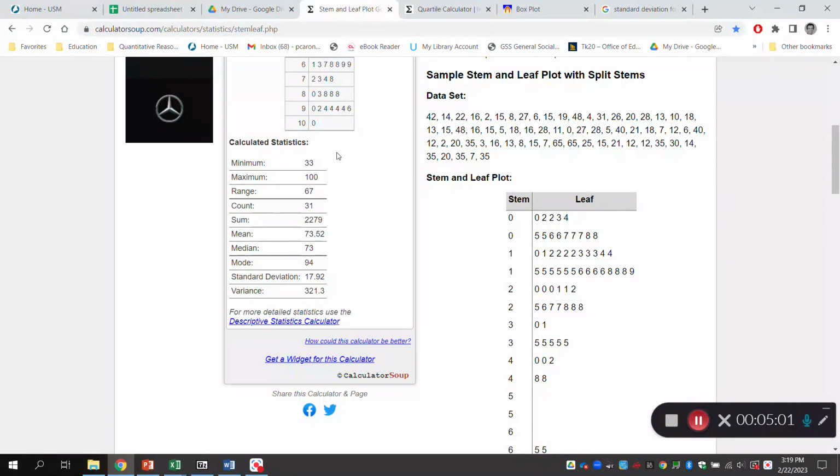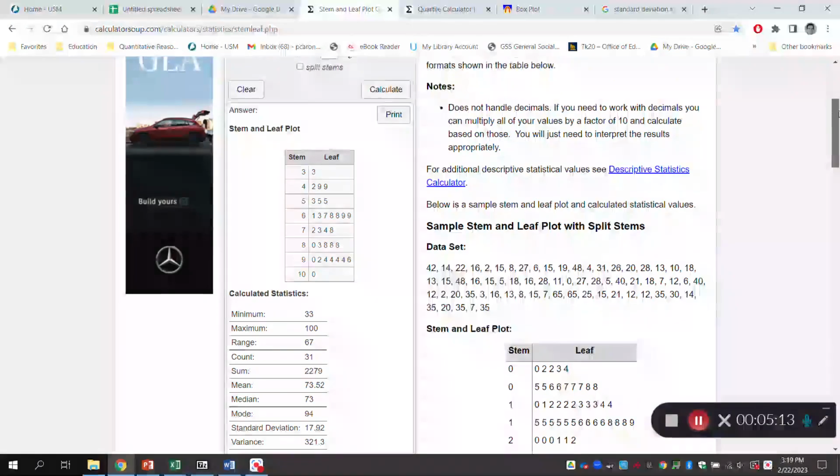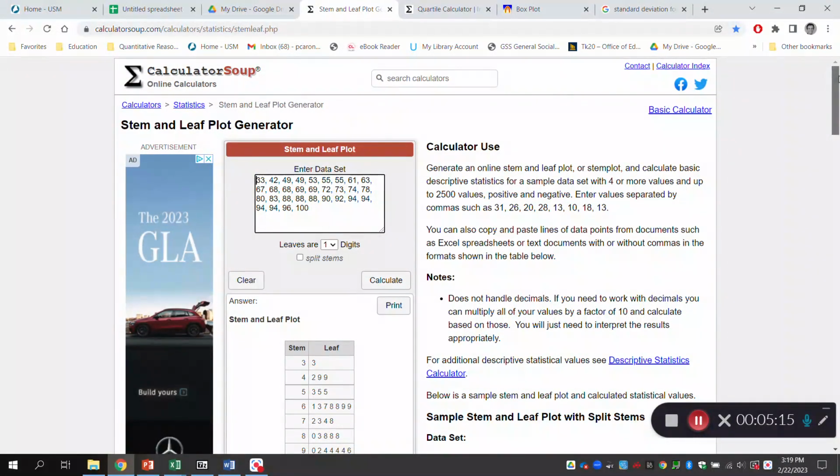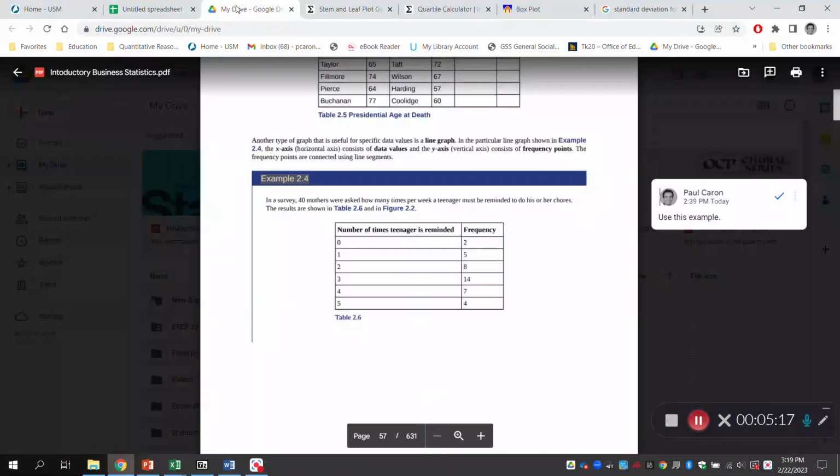So keep that in mind when you're looking for these other types of statistics with your data. So that's one way of representing your data, with a stem and leaf plot. Again, you don't have to do it by hand. You can just find a generator online. That's one of the easier ways to do that.